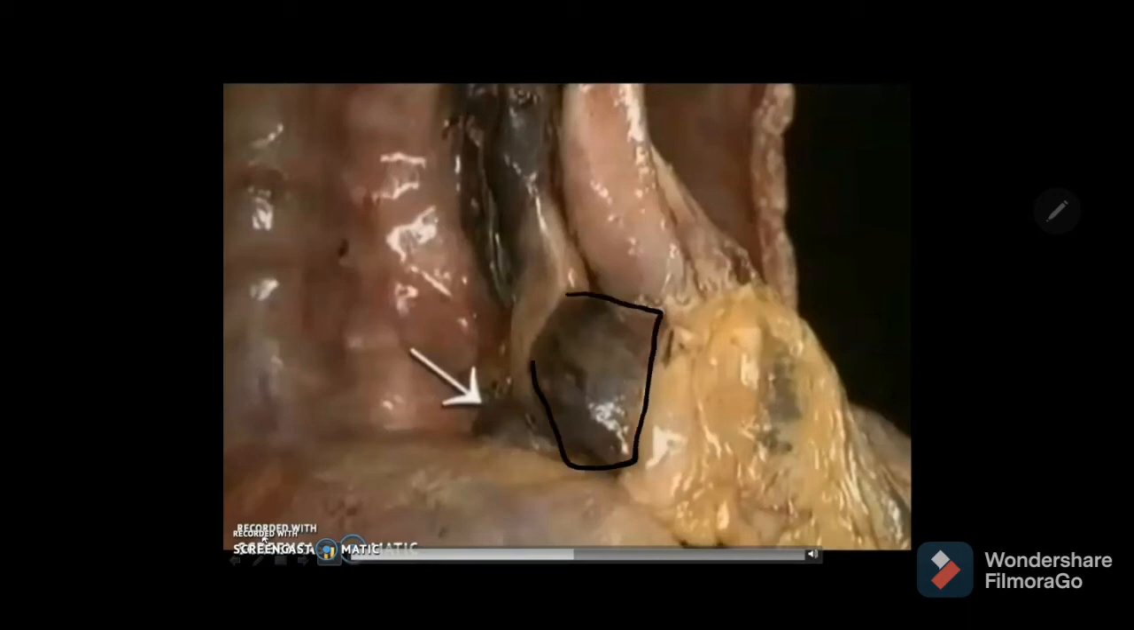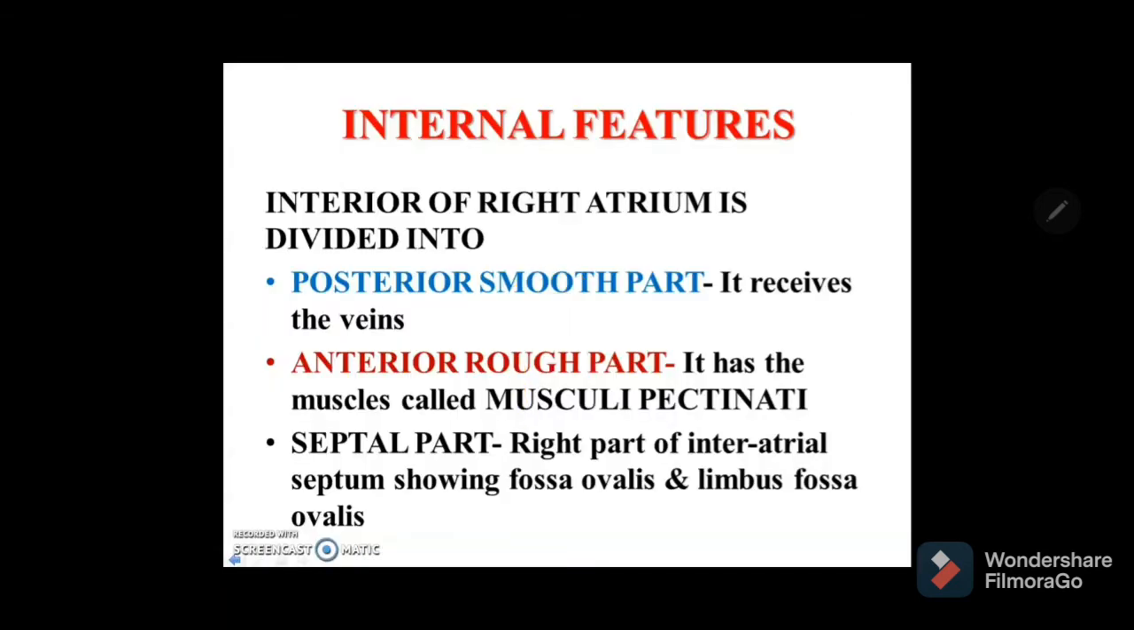This is a roughly quadrilateral right atrium. Here you are seeing from above the superior vena cava and inferior vena cava opening. This is the right border extending between them that you are observing. When you see the internal features of the right atrium, it has three parts: the posterior smooth part, the anterior rough part and a septal part.